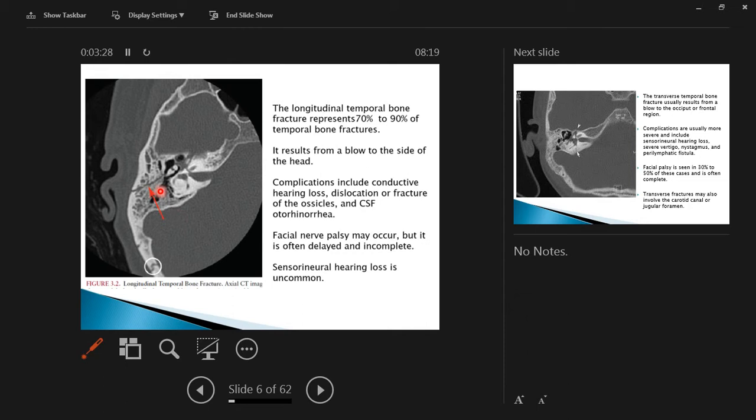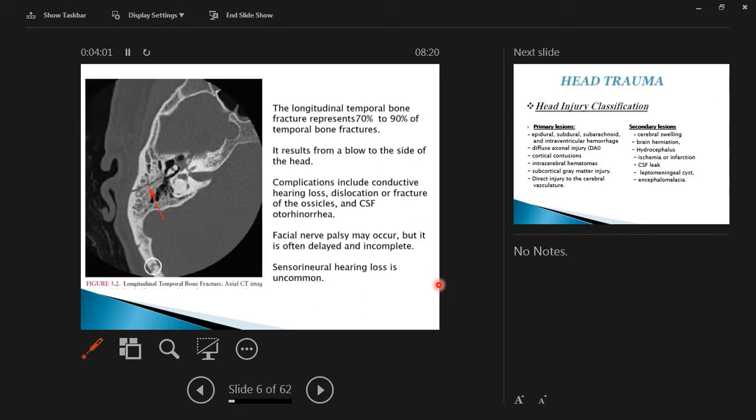Here we see the fracture line. It's longitudinal to the long axis of the pyramid of the petrous bone. This is called the longitudinal fracture type, and it usually accounts for 70 to 90% of temporal bone fractures. It results from a blow to the side of the head and is associated with complications like conductive hearing loss, CSF otorrhea, and fracture or dislocation of the ossicles. Facial nerve palsy may develop, usually delayed or incomplete. This is the less severe type.